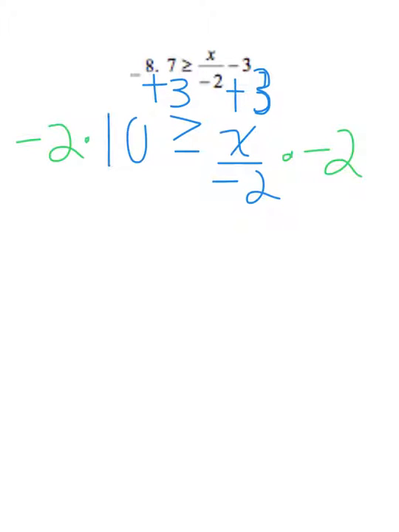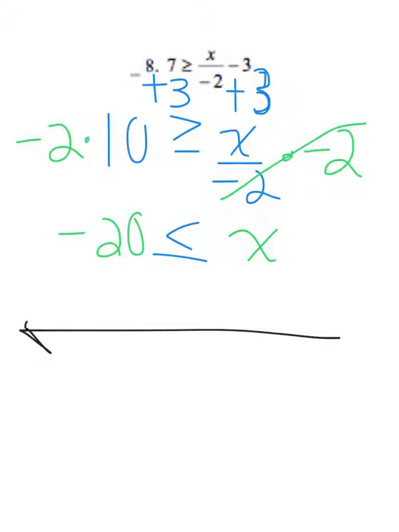Now, while I do this, I just multiplied by a negative number. So I'm going to go ahead and flip my inequality symbol down here. And these will cancel. And that will leave me with negative 20 is less than or equal to x. And I'm not sure which graph it matches to. I don't remember the letter, but the number line will look something like this.